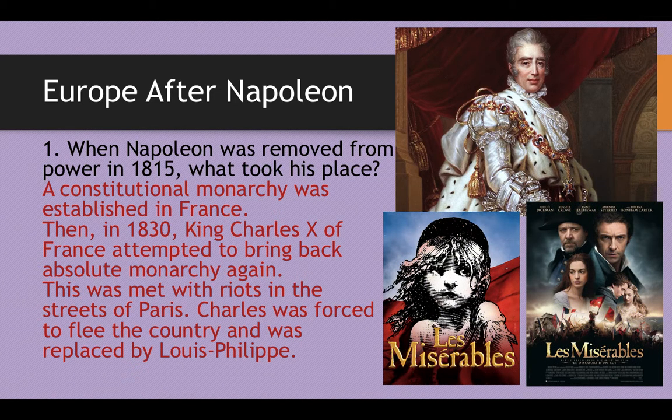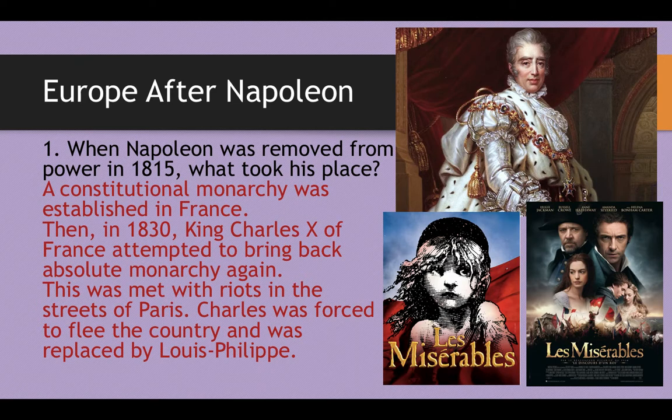Now, if you're familiar with the musical or the movie Les Miserables, really good movie, it's about this revolution here, this time in 1830, when King Charles the 10th tried to take more power, and the people wouldn't let that happen. That is the backdrop of this story, Les Miserables. It was a book by Victor Hugo, who lived in France in the 1800s, and then it became a really good musical.